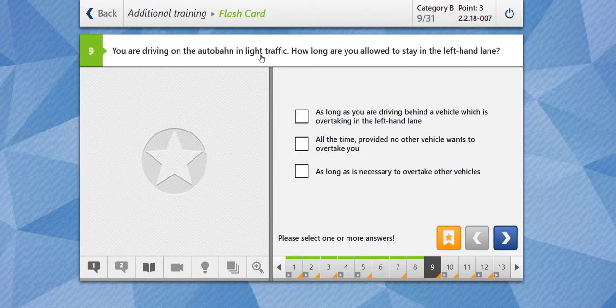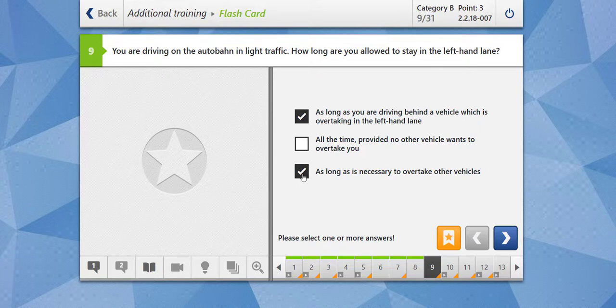You are driving on the Autobahn in light traffic. How long are you allowed to stay in the left-hand lane? As long as you are driving behind a vehicle which is overtaking in the left-hand lane, yes. For example, you are in the left-hand lane and in front of you there is a vehicle which is overtaking other vehicles. Then, as long as you remain behind this overtaking vehicle, you can remain in the left-hand lane. All the time, provided no other vehicle wants to overtake you, no. Left-hand lane is always used for overtaking.